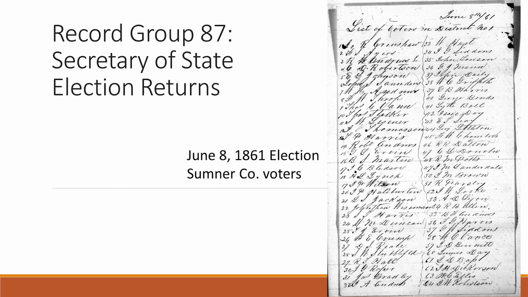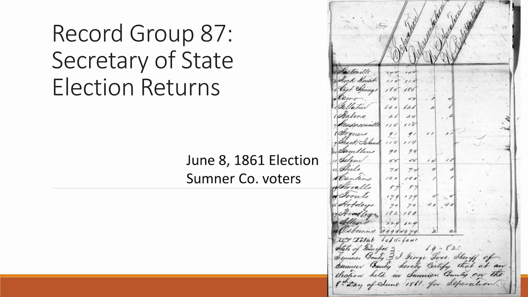Here's another example. This is 1861, June 8th, Sumner County voters. That election was the election in which Tennessee chose to secede from the Union. For Sumner County, at least, there are names of individual voters that turned out for that election. Now, we don't know how these people voted. We only know they showed up at the polls.